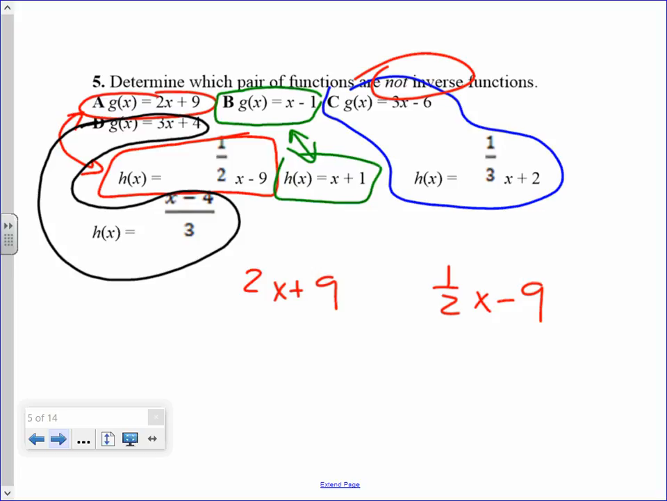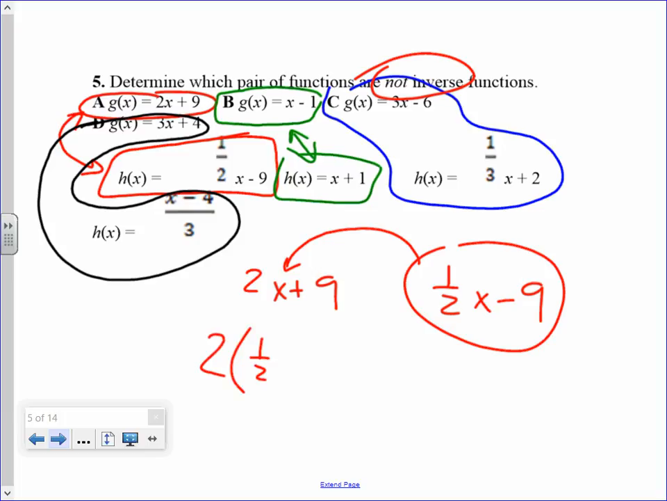If you take the 1/2 x minus 9 and put it there, you end up getting 2 times 1/2 x minus 9 plus 9, which ends up becoming x minus 18 plus 9. So since the 18 and the 9 don't cancel, they are not inverses.